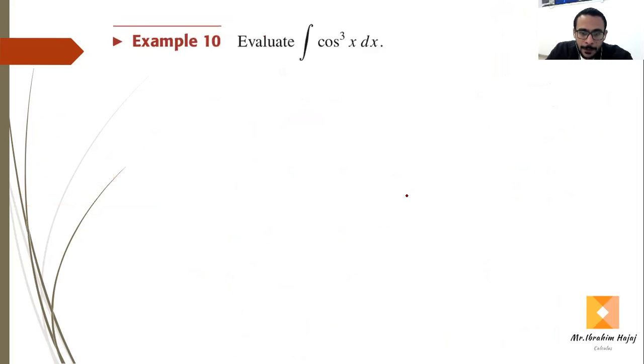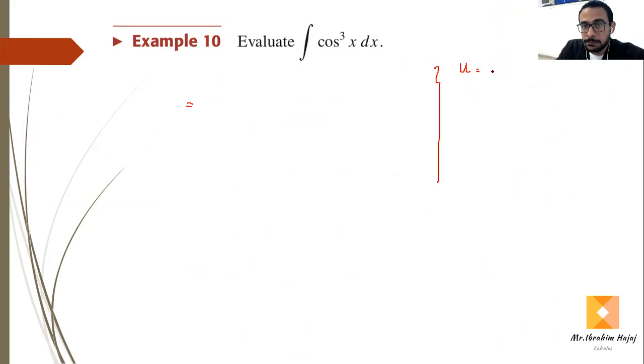Great guys, we have Number 10. Evaluate the integral of cosine cubed x dx. We can use the trig identities here. But I don't want to use the identities, I don't remember which identity I'm going to use, so we can use u substitution, an alternative way.